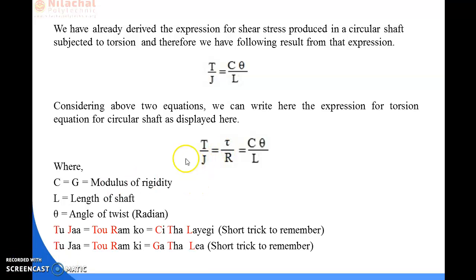So hence we got the equation of torsion, that is T by J is equal to tau by R is equal to G theta by L or C theta by L, where C or G is the modulus of rigidity, L is the length of the shaft, and theta is the angle of twist in radian.